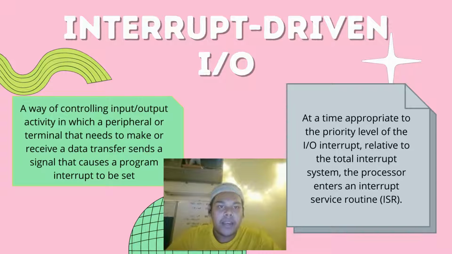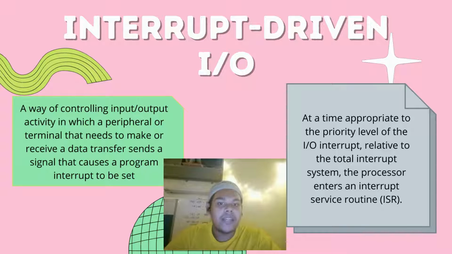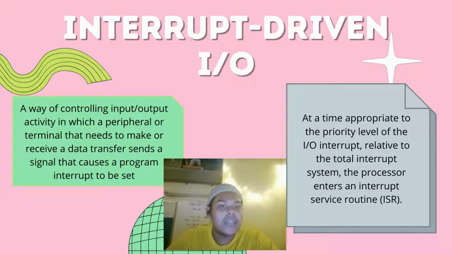My name is Muhammad Faiz bin Azwan with the matrix number 1918161. I will present about interrupt driven input output. So what exactly is input output interruption? It is a way of controlling input output activity in which a peripheral or terminal that needs to make or receive a data transfer sends a signal that causes a program or software interrupt to be set at the time appropriate to the priority level of the input-output interruption relative to the total interrupt system.